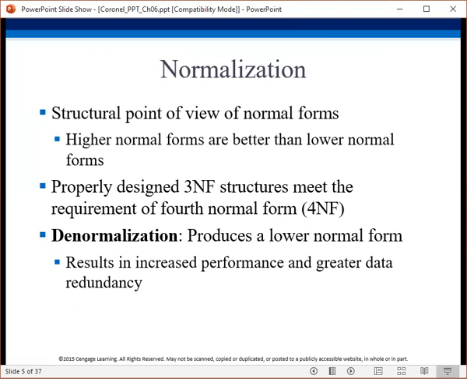And we can remember these three forms by saying that all non-key attributes in a table must be dependent on the key, the whole key, and nothing but the key.